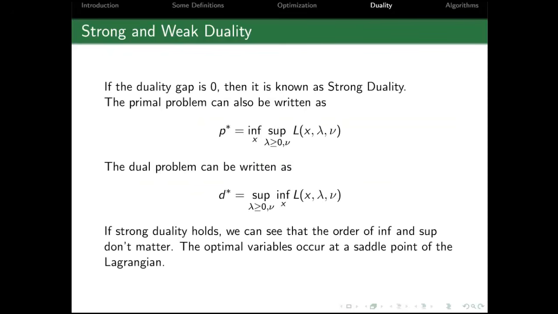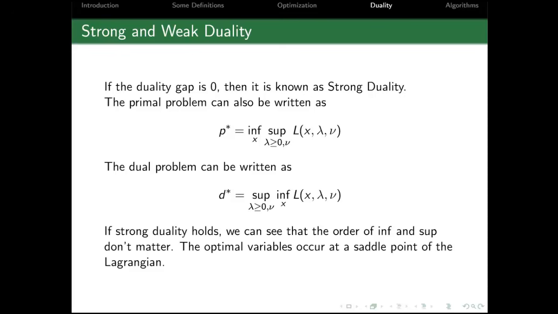The next obvious question is to find out when this p star minus d star will be 0 and when it is not. Whenever it is 0, it is known as strong duality, and when it is not, it is known as weak duality. Next we will try to further characterize what can occur. First we can see that p star can be written as infimum over supremum of L, and d star can be written as supremum over infimum of L on appropriate variables.